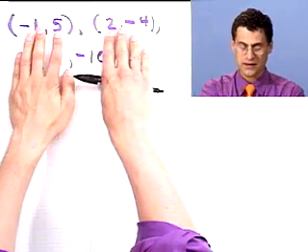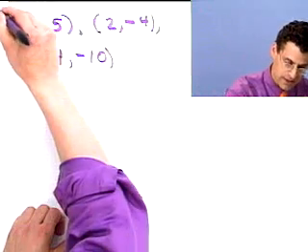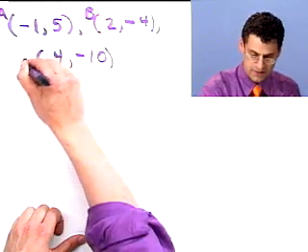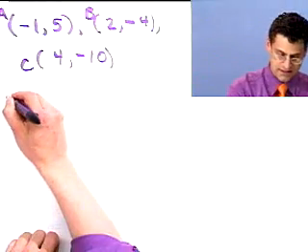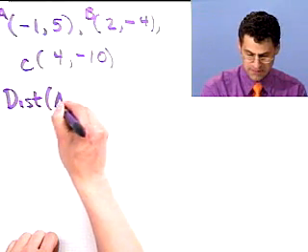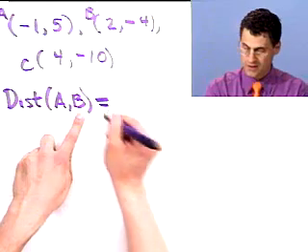Okay, so what am I going to do? I'm going to compute the pairwise distances. So let me take this point and find the distance between those 2 points. So in fact, let me give these names. Maybe I should call this point A. I'll call this point B. And I'll call this point C. So let's find the distance between A and B. I'm just going to write this for shorthand for saying the distance between the point A and B.